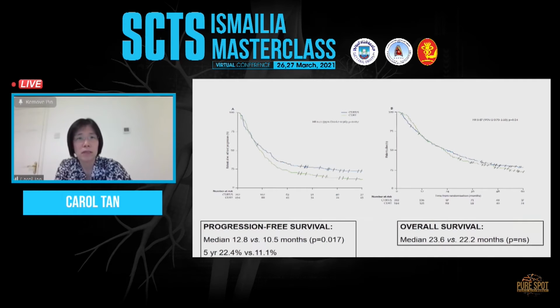So what was the result? Well, the overall survival for the surgery versus radiotherapy group was very similar, 23.6 median survival for surgery versus 22 for the non-surgical group. However, when they looked at progression-free survival, there was an improved outcome with surgery, so median progression-free survival of 12.8 months versus 10.5 months in the non-surgical group. 5-year survival, 22.4 for surgery, 11.1 for non-surgery.